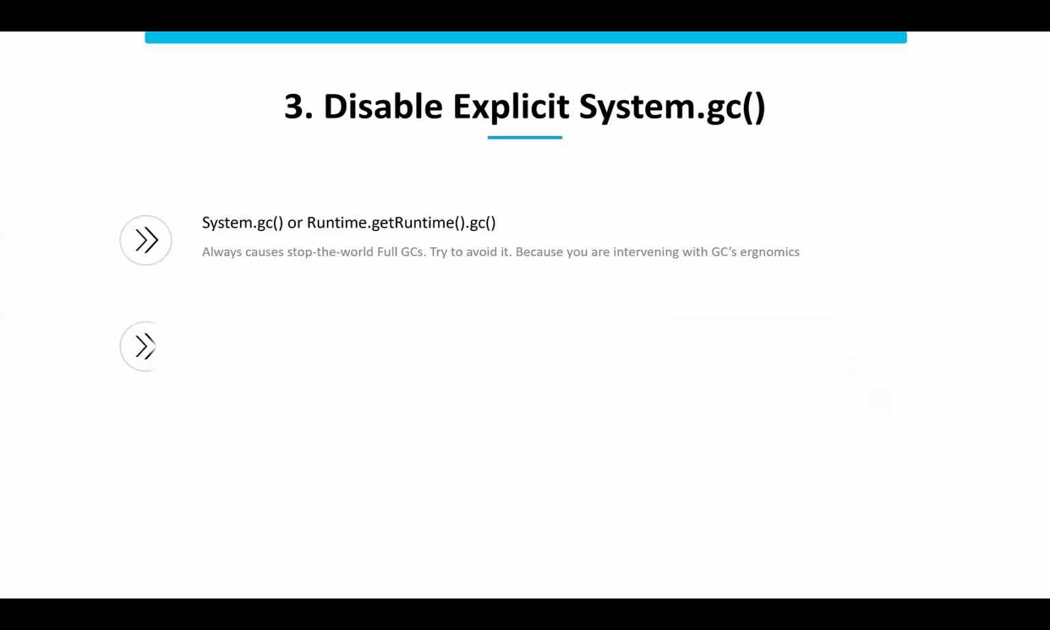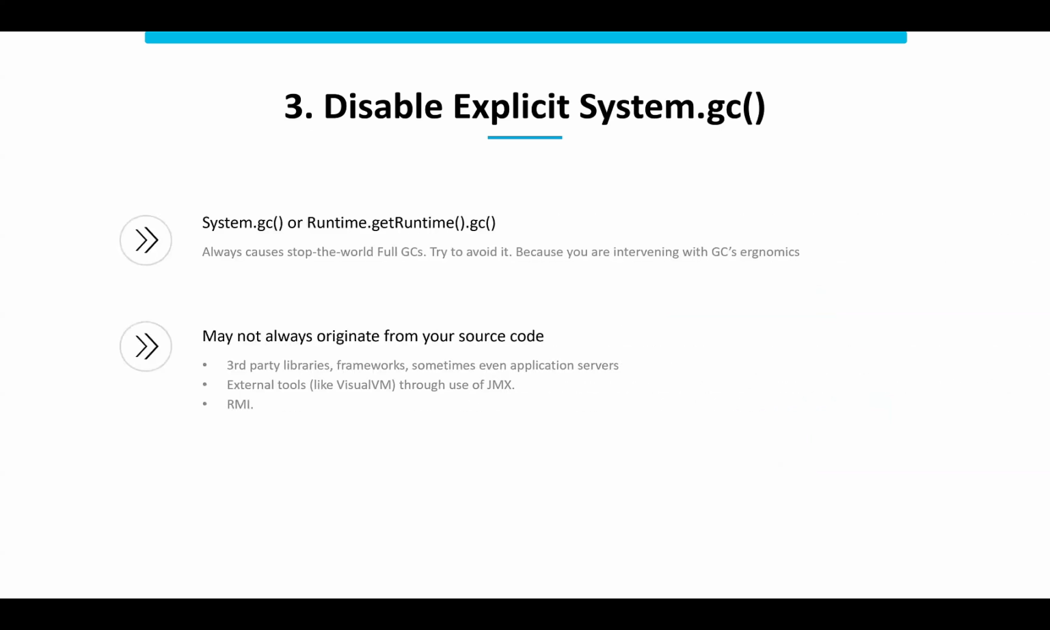How can I disable that? If it's your source code, you can scan it, see where you're calling system.gc, and go ahead and comment it out. That is one option. But what if system.gc is triggered from your third-party libraries or frameworks? When they do it, we don't have a choice.